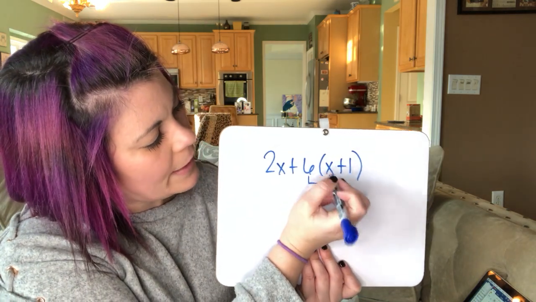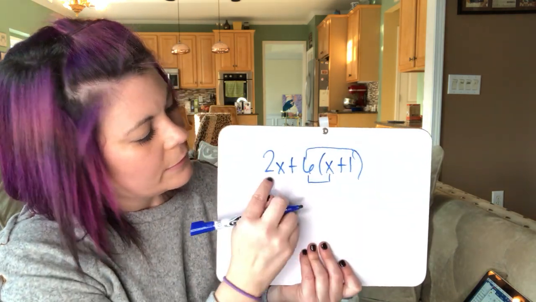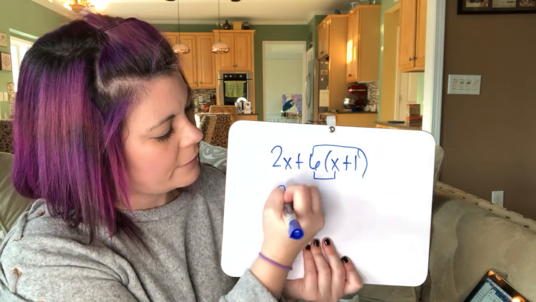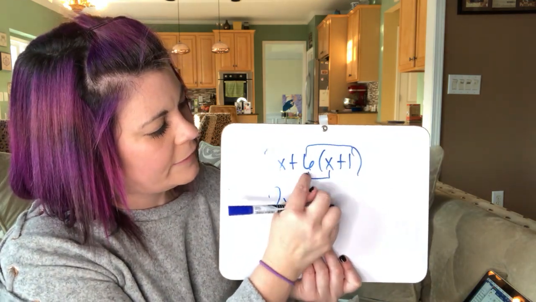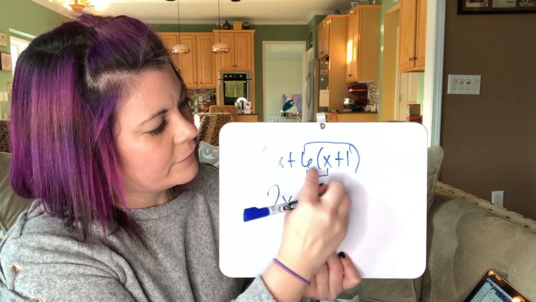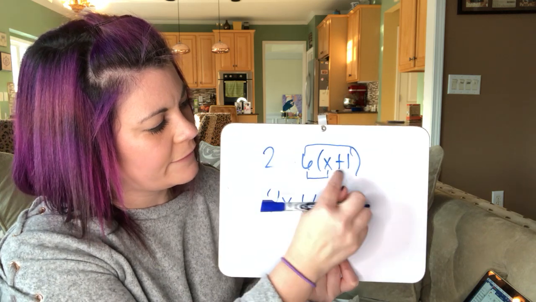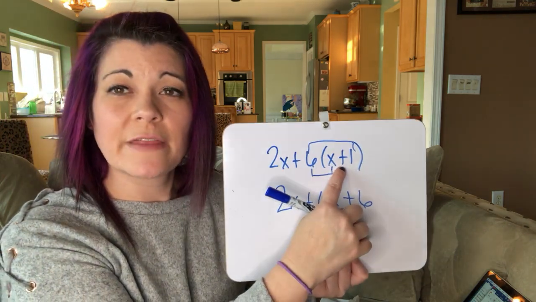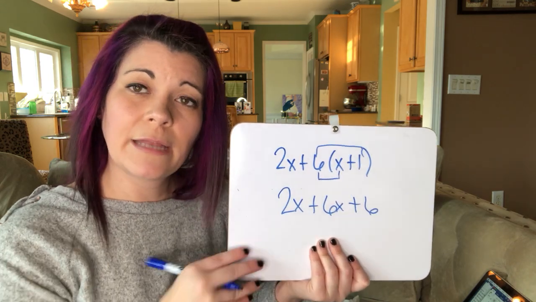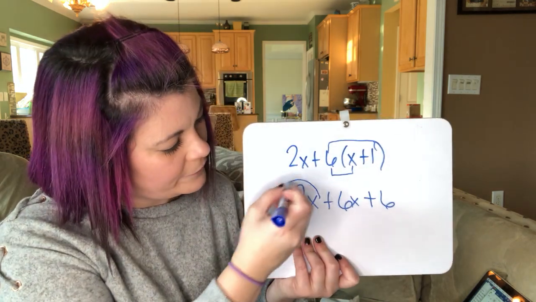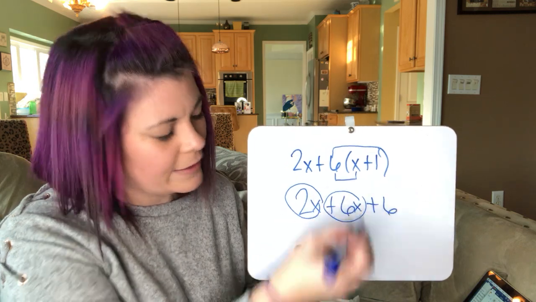So 6 times x and 6 times 1. I'm just going to bring down this 2x, and then 6 times x is 6x. 6 times 1 is positive 6. I take the operation that's in between here, plus 6. Now I see if I can combine anything. I have an x here, and I have an x here.